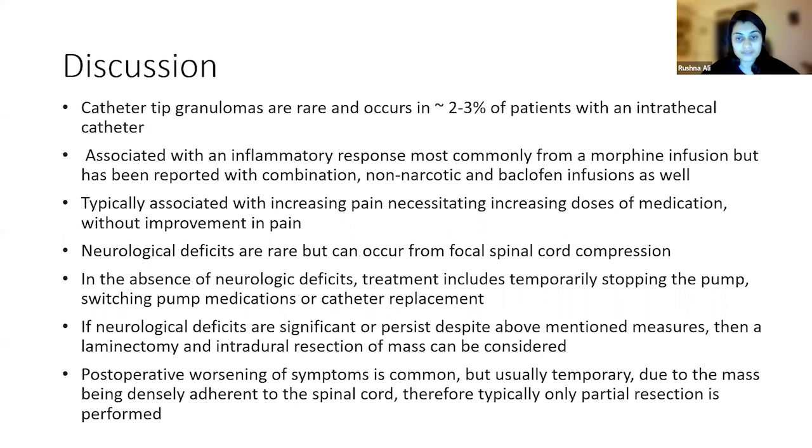If there are no neurological deficits, treatment includes temporarily stopping the pump, switching pump medications to non-narcotic options, and discontinuing combination medications or catheter replacement. If neurologic deficits are significant or persist despite the above-mentioned measures, then a laminectomy and intradural resection of mass can be considered. If this is performed, then postoperative worsening of symptoms is common, but usually temporary because the mass can be densely adherent to the spinal cord, and therefore only partial resection is typically performed.